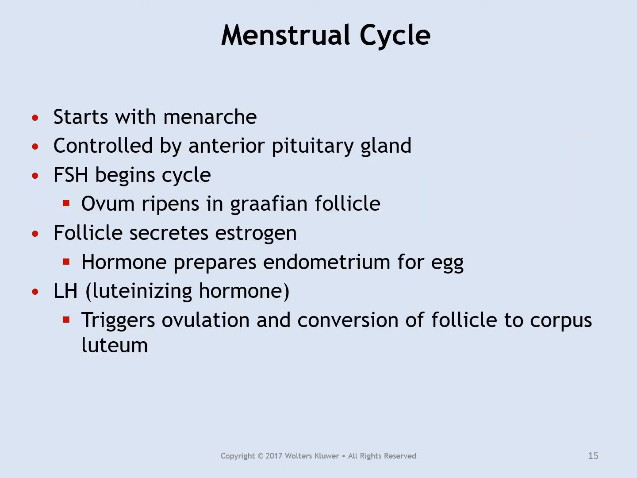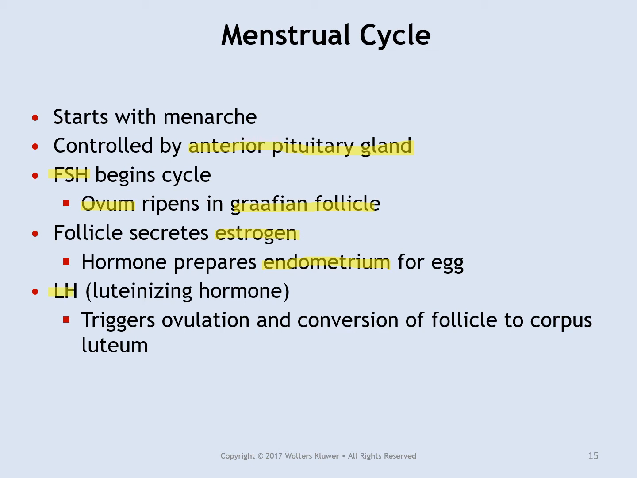So let's take a look at what happens during the menstrual cycle. So we're looking at the anterior pituitary gland being the main functioning gland in this case. FSH, or follicle stimulating hormone, if you remember that from our last lecture, also is used in the female cycle, causes the ovum to ripen in a follicle, the Graafian follicle. And the follicle itself is the producer of estrogen, and that causes the endometrium in the uterus to get ready for the implantation of a fertilized egg.